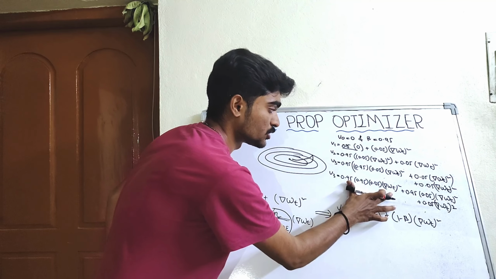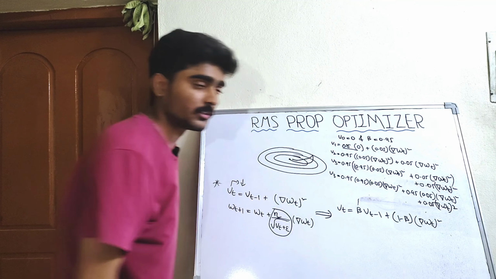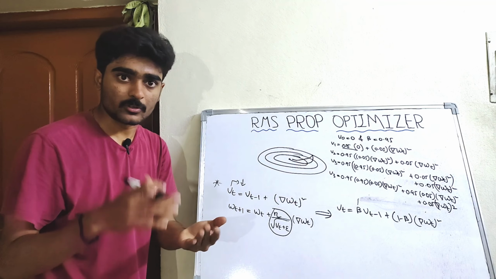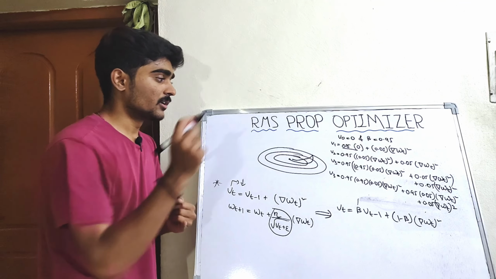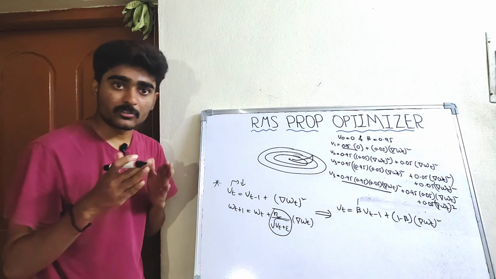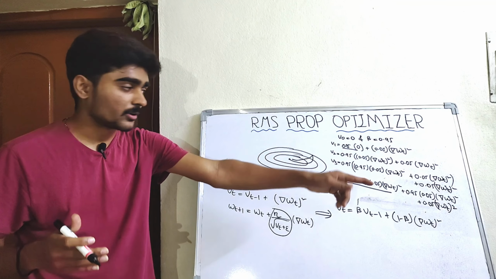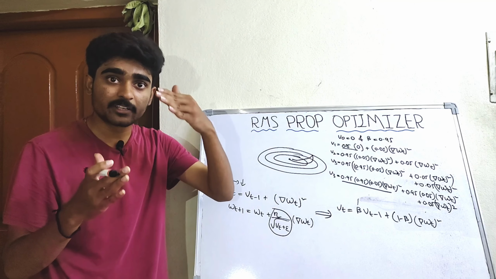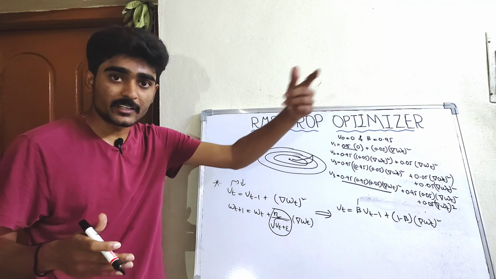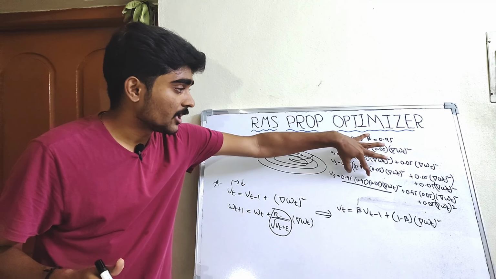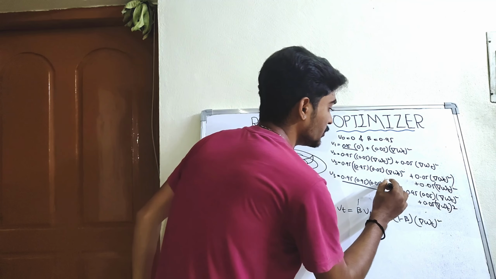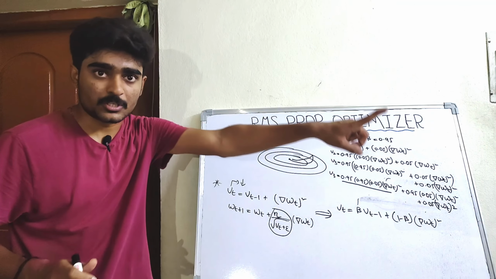This is my first term, this is my second term, and this is my third term, which means I'm using three epochs. I'm just calculating for three epochs. This is the importance of the gradient of the first epoch, and this is the importance given to the gradient in the third epoch. This delta Wt is the gradient at the first epoch.